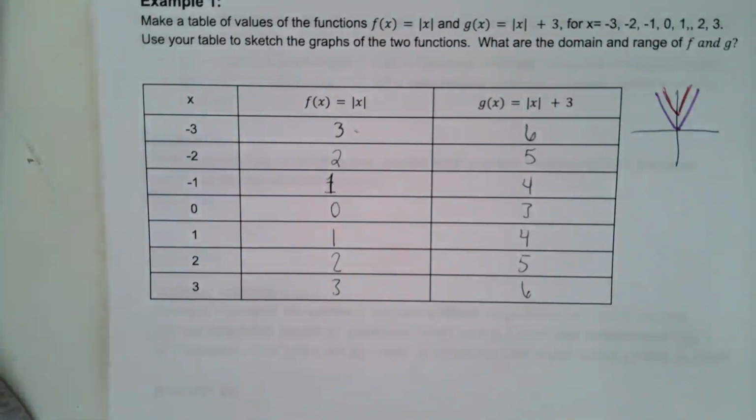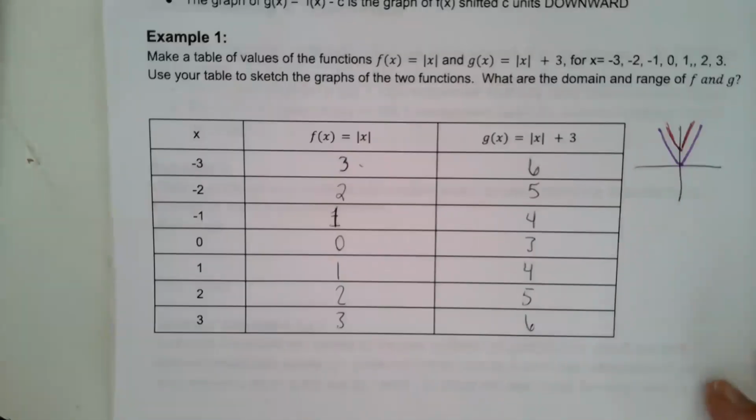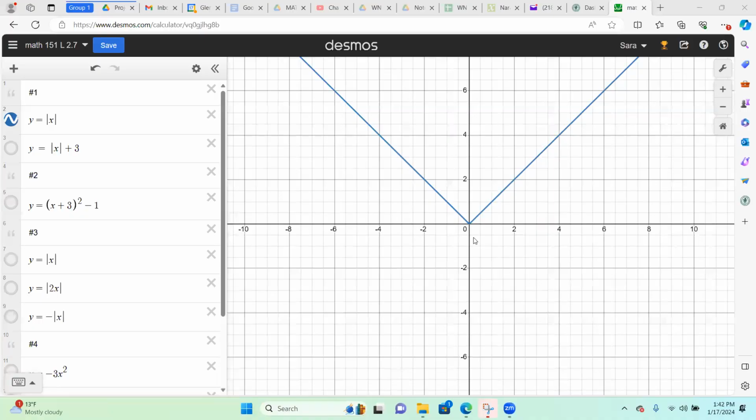So let's see that in Desmos. For this lesson, for your notes assignment, you're expected to input these into your own Desmos and save them, and show me that you understand how to do that. So this initial absolute value of x at the origin is here. And then if I add in the absolute value of x plus 3, notice that it shifts up. So the green line is shifted up from the blue.